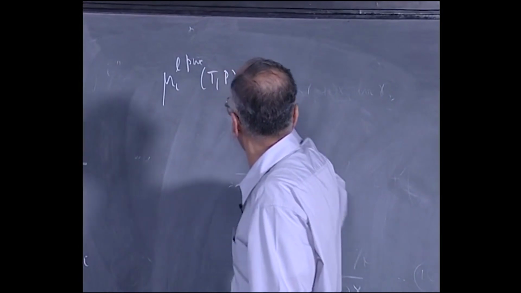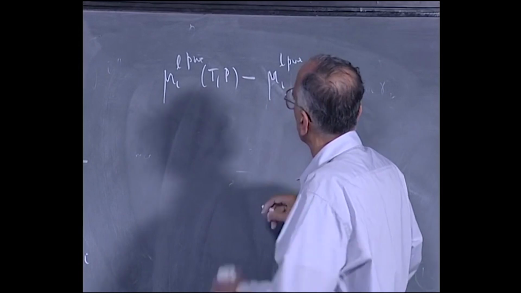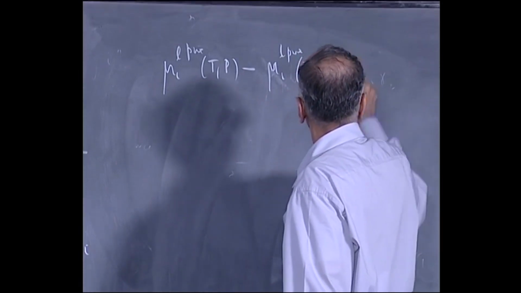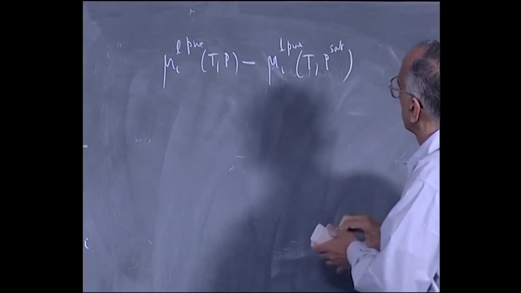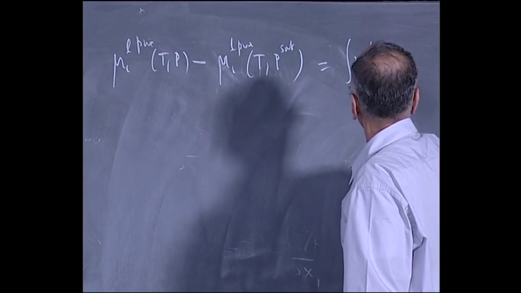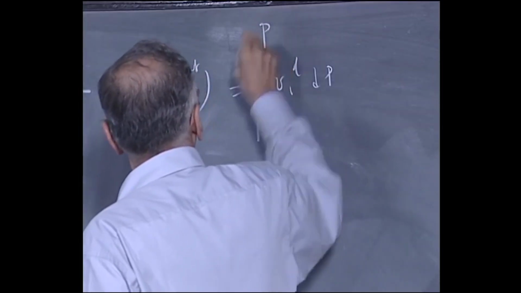at T and P, minus mu I liquid pure at T and P saturation, is equal to integral Vi liquid dP from P saturation to P.